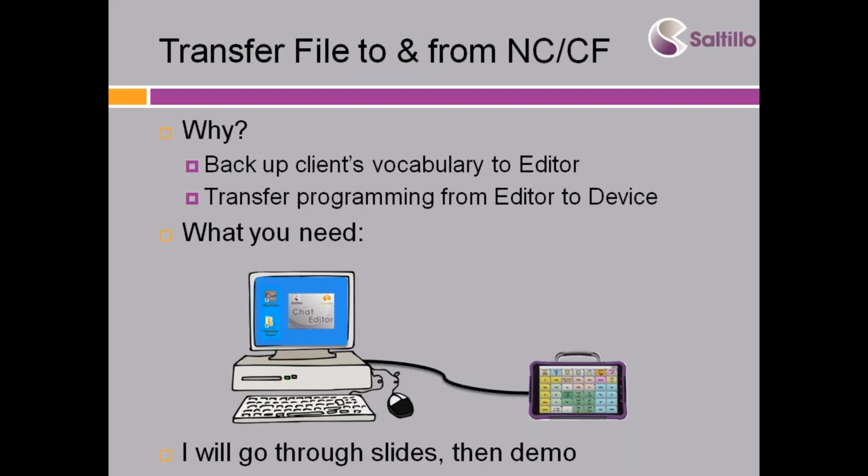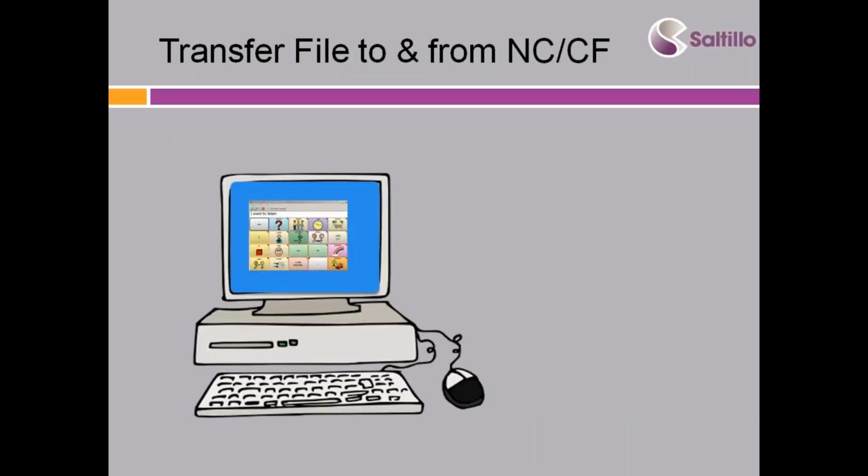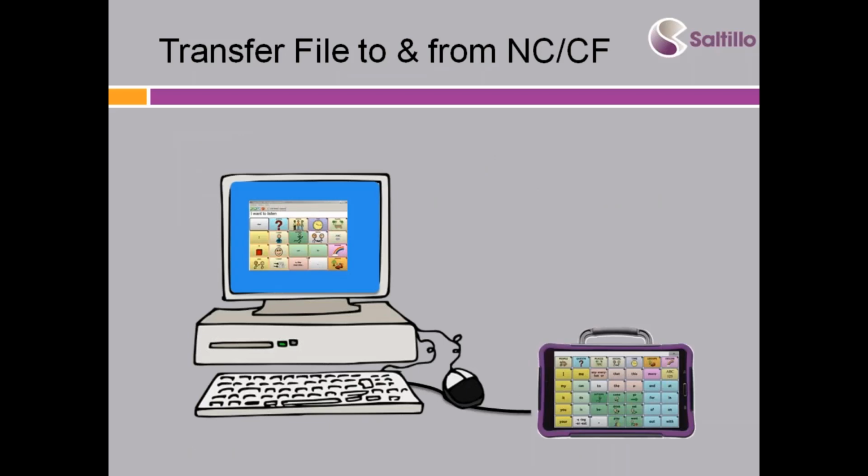So I'm going to go through the slides and then I'll demo it. You have your computer with Chat Editor, and you have your NovaChat device, and you hook it up. You just need the USB part of it, and you put it in there. You can use the power cable. It has a disconnect right in there, and you can use that, or they send you out another one too, but it's the same.